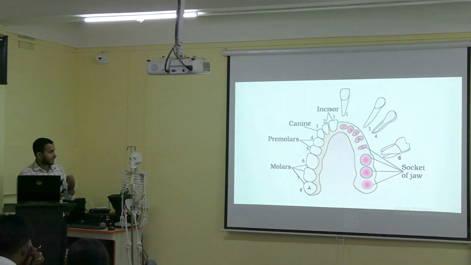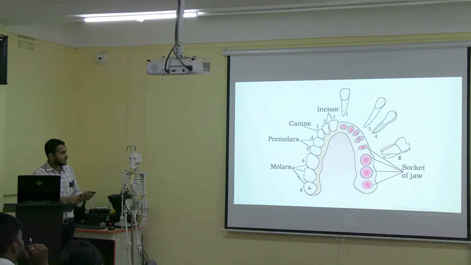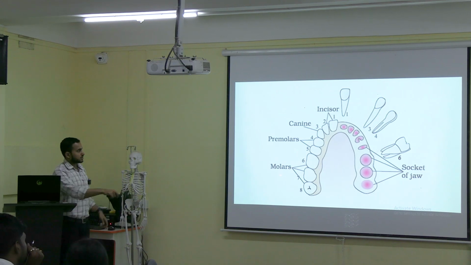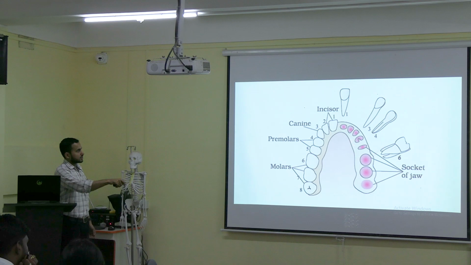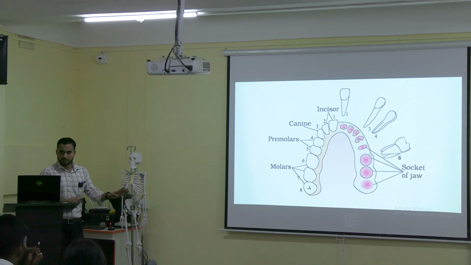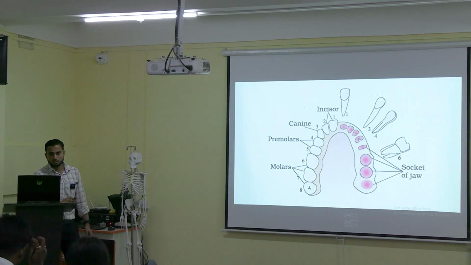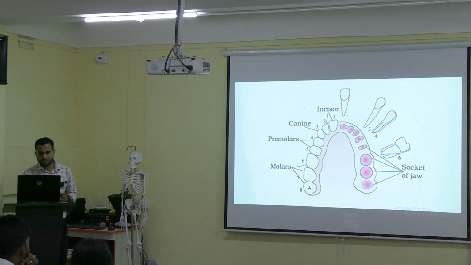Here you can see the diagram. In the diagram you can see the alveolar process. So here you can see this is the alveolar process. Now these are the sockets. Each and every socket, as you can see, has a tooth attached. How it is attached I will show you, but this is how it is present. Now you can see these are the molars, then premolars, canine and incisor. We just have to know this, not in detail.